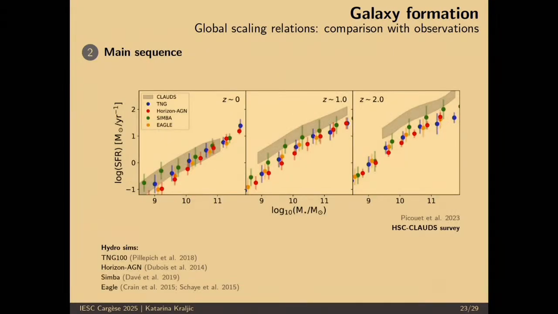It's probably even more dramatic when we look at this famous main sequence. So the star formation rate is a function of stellar mass. At low redshift, all these simulations seem to work pretty well. But the discrepancies start to appear at higher and higher redshift, so they seem to have lower star formation rate compared to the observation, so maybe they suppress too much of their stars.